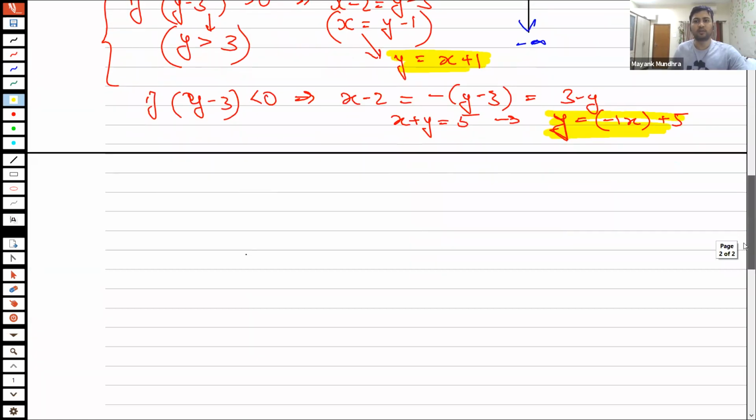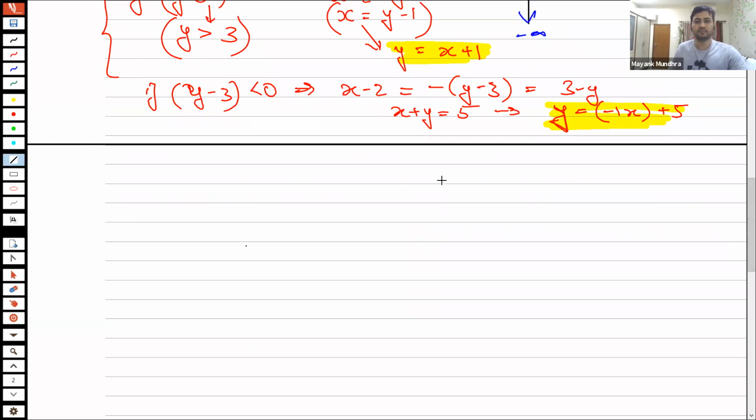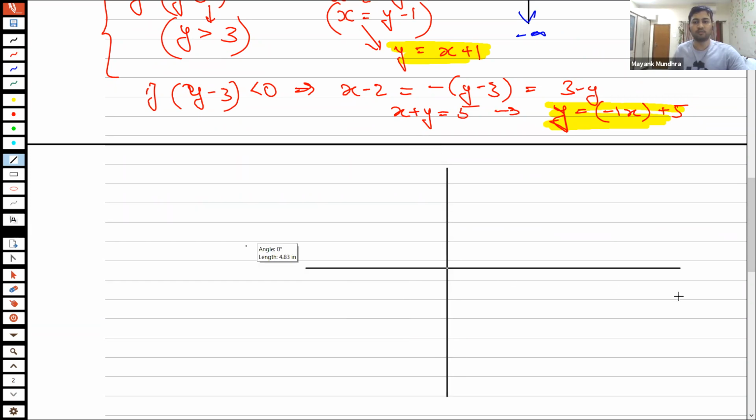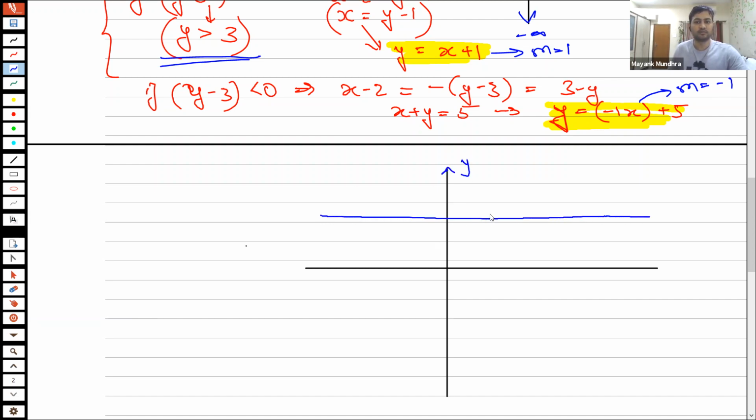So remember y equals mx plus c. That was the standard format of any curve I told you about. I have broken down both these equations into y equals mx plus c format so that we can now draw them easily. The slope of this one is 1, whereas the slope of this one is minus 1. Now this one happens when y is greater than 3. So where is y equals 3? This is my y equals 3. When y is greater than 3, I will have the curve y equals x plus 1.